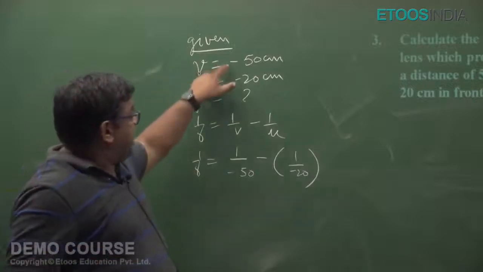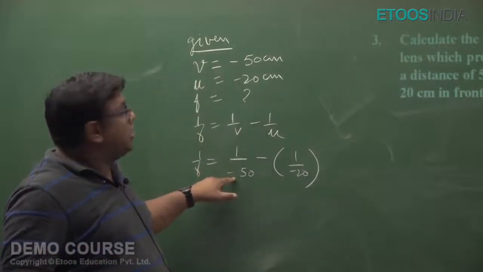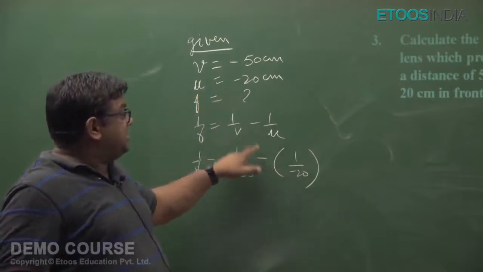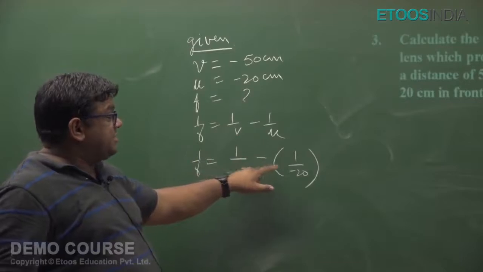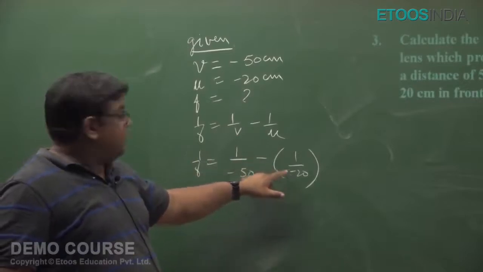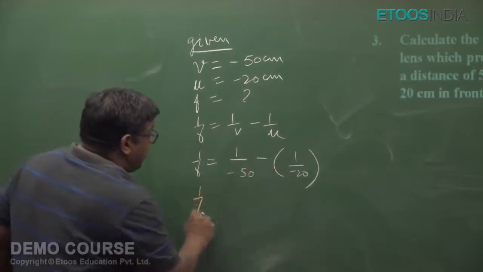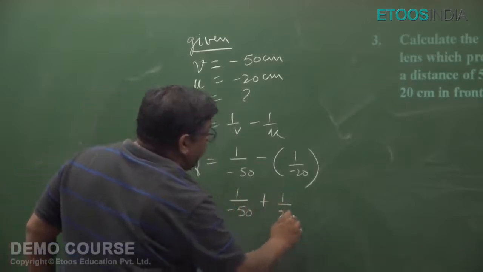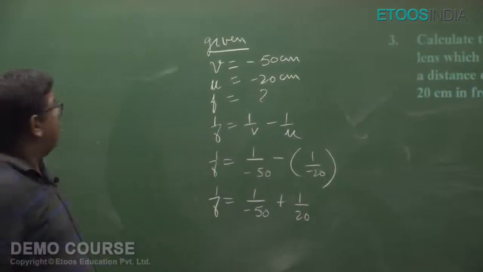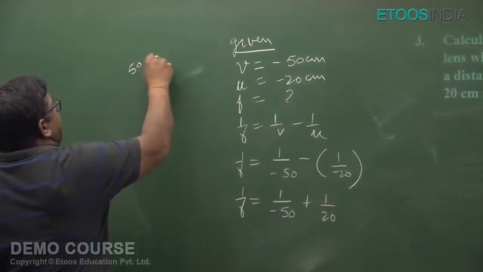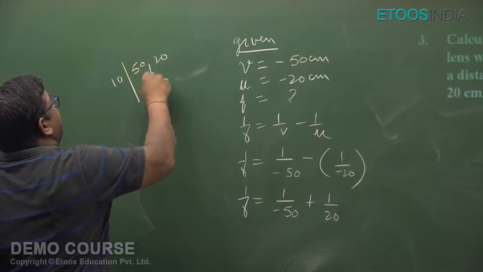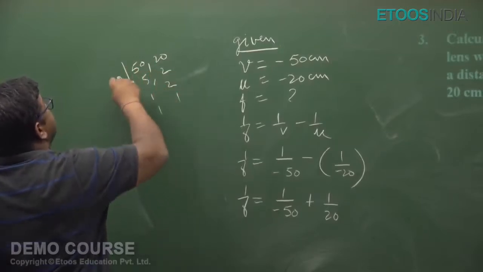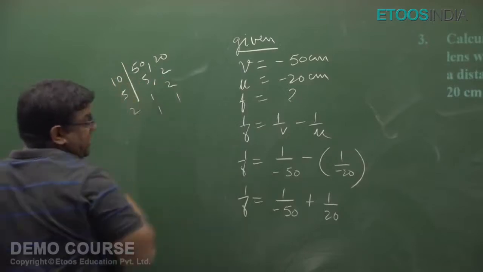See here, it's minus 50 here because it's virtual image. We know that the value of U is always negative. I have put it here, and minus sign is here also with the formula. So this minus and this minus, this will be plus. So 1 upon F is equal to 1 upon minus 50 and plus 1 by 20. Got it? Now let's take the LCM of 50 and 20. It's 100.